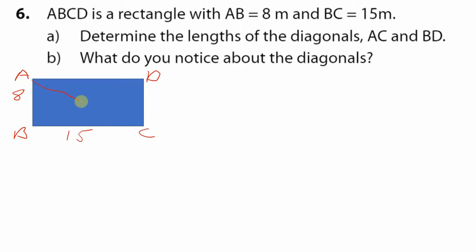So this would be diagonal AC. So let's first determine the length of that diagonal AC. So we know rectangles have 90-degree angles. So we can see already we can apply Pythagoras here, because we have two of the side lengths, we can determine the third. We have the right angle triangle. We know opposite the 90-degree angle, we have the longest side, the hypotenuse.